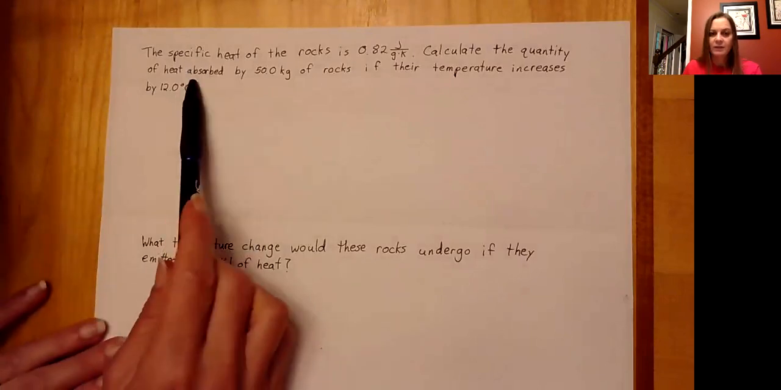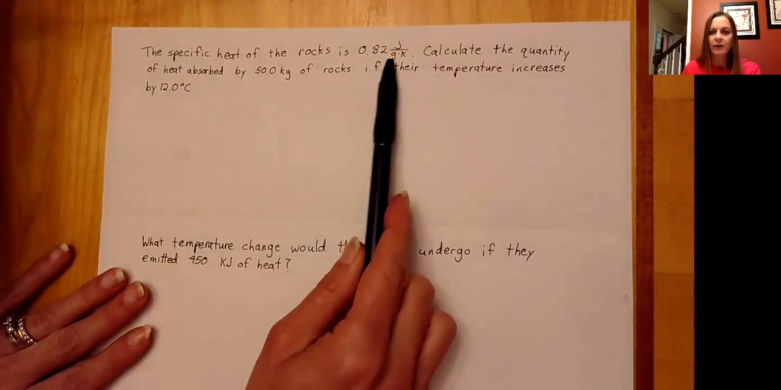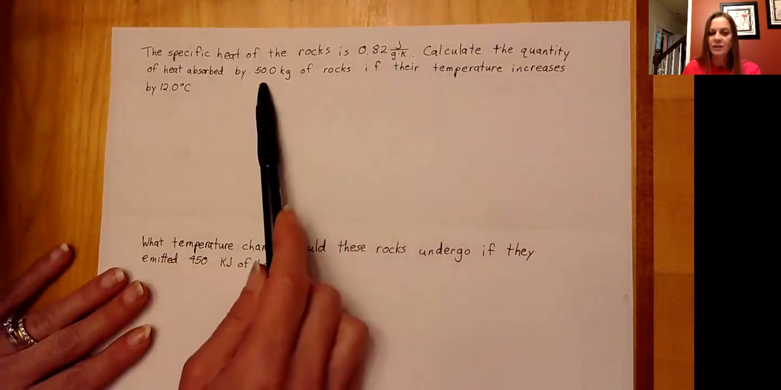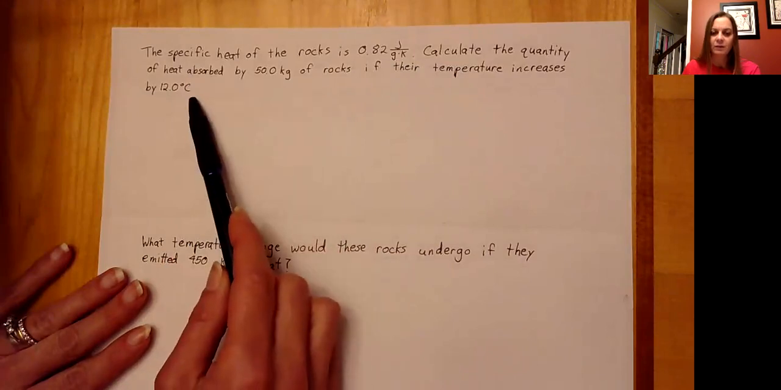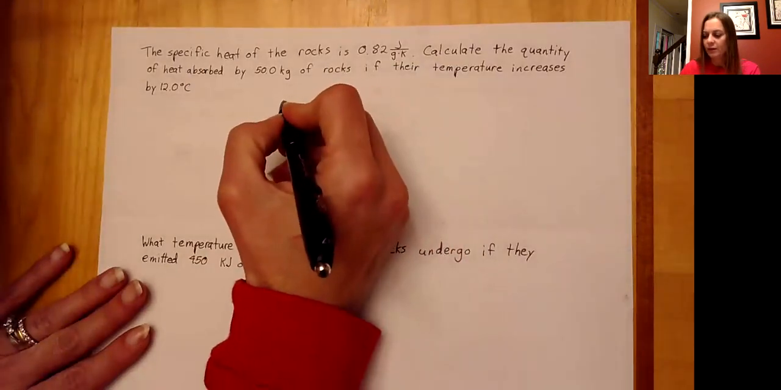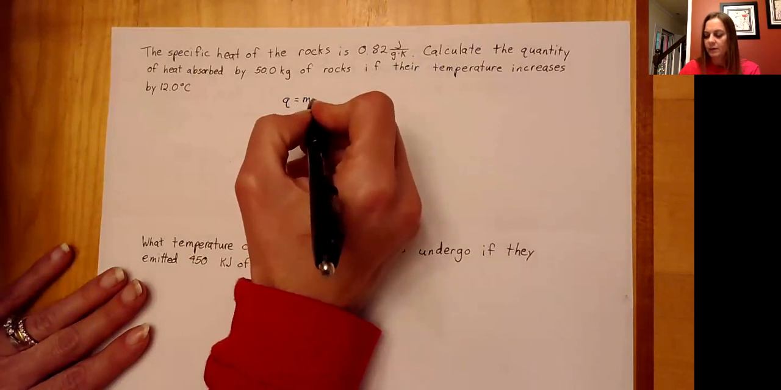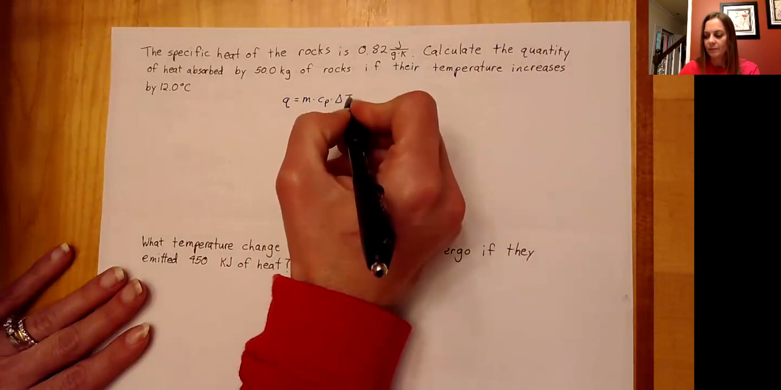It tells us the specific heat of the rocks is 0.82 joules per gram Kelvin. And it asks us to calculate the quantity of heat absorbed by 50 kilograms of rocks if their temperature increases by 12 degrees Celsius. So the first thing we're going to do is write our equation, which was Q equals m times C_P times delta T.